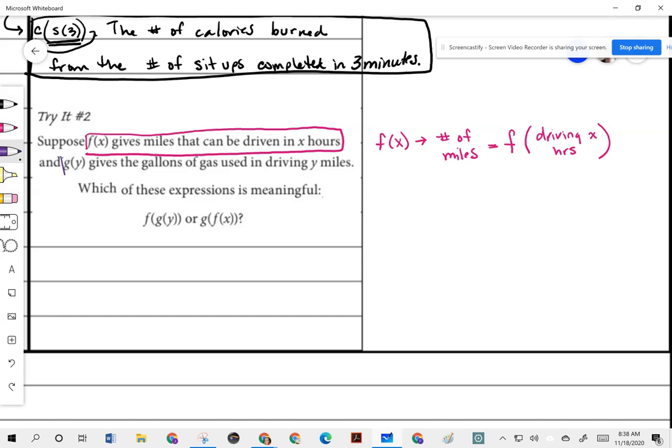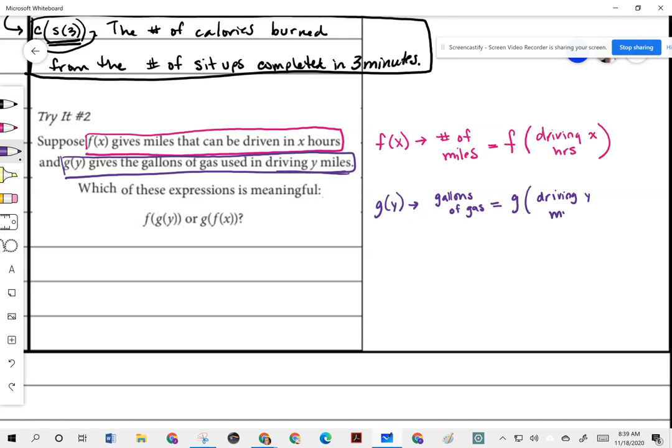And then let's do purple for g of y. Well, g of y gives the gallons of gas used in driving y miles. So g of driving y miles. So the input in here needs to be miles, okay? Which of these expressions is meaningful?